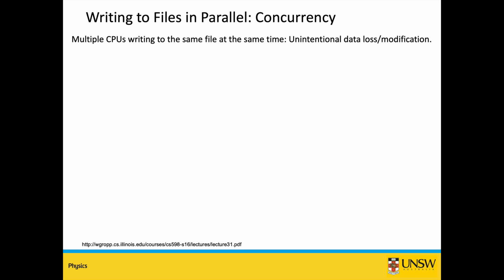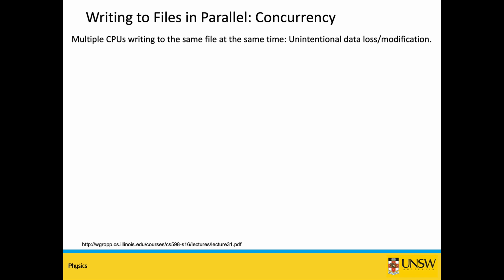And so the next topic is about writing files. We have talked about parallel algorithms. The next step is that your simulations have finished, and now you want to write the information into a file. One important problem that occurs in parallel file writing is the problem of concurrency. This happens when multiple CPUs are trying to write to the same file at the same time. Then there could be unintentional data loss and modification. As one CPU writes, another CPU can be writing in the same location, and so on. So this is the problem of concurrency.